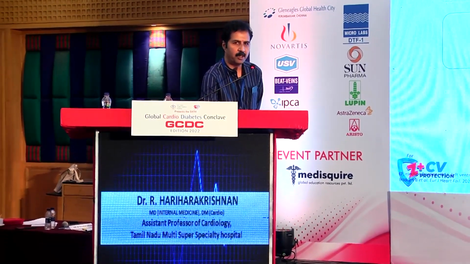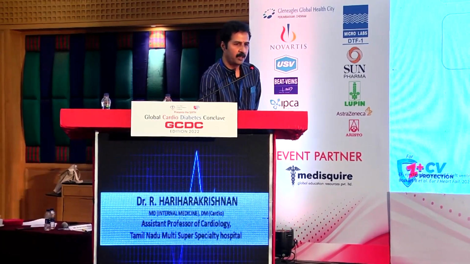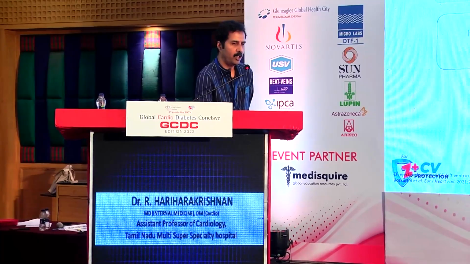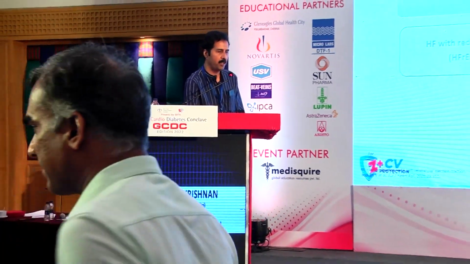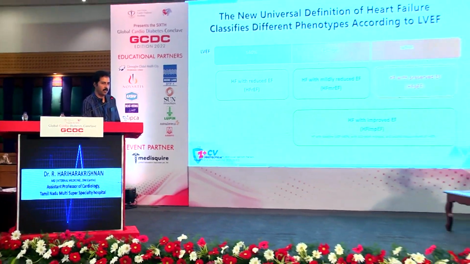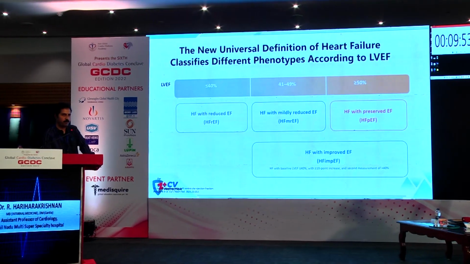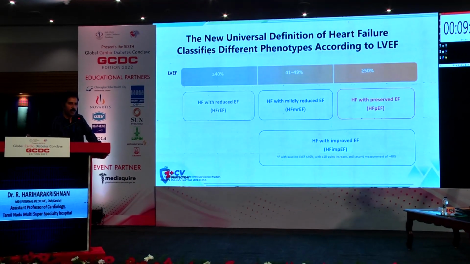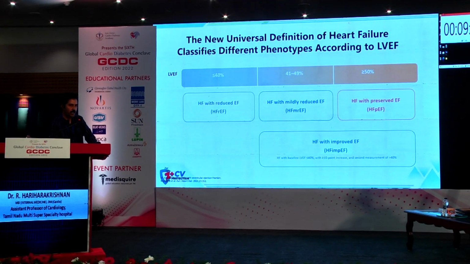As my previous speaker, Professor Manoria sir, clearly explained, the new universal definition classified heart failure into 4 categories. The 3 major categories: one is heart failure with reduced ejection fraction, where the EF is less than 40. If the EF is between 40 to 50, it is heart failure with mid-range or mildly reduced ejection fraction. And the third one is HFpEF, which is the most important topic now, with ejection fraction of more than 50%. In addition to this is the new one, heart failure with improved ejection fraction.